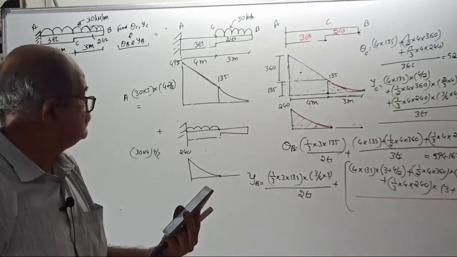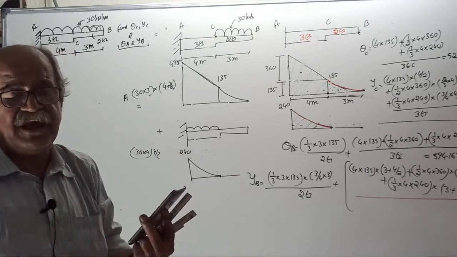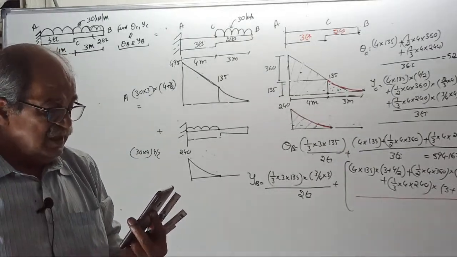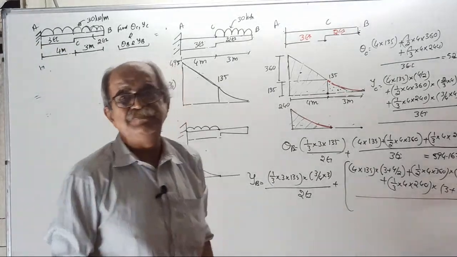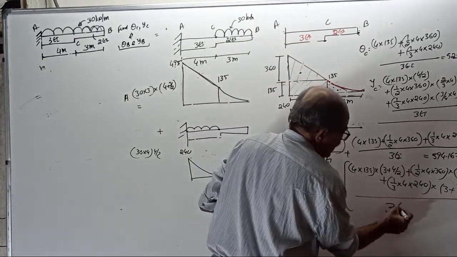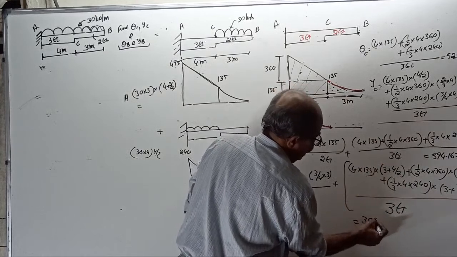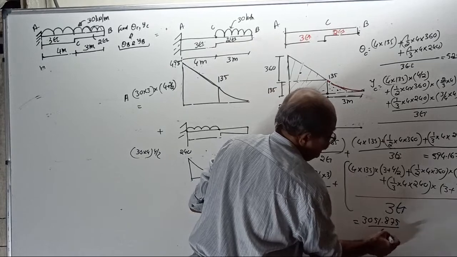All those right side area, left side area I have taken, that is to be divided by 3EI. One minute now. See, I did it at very high speed. Why? Because it has been explained an endless number of times. The answer has to come 3051.875 by EI.